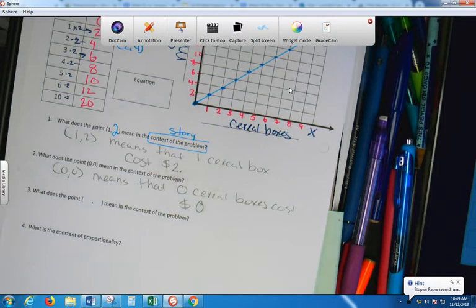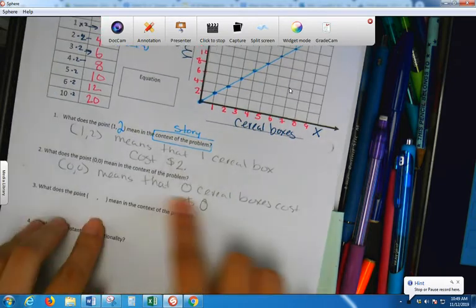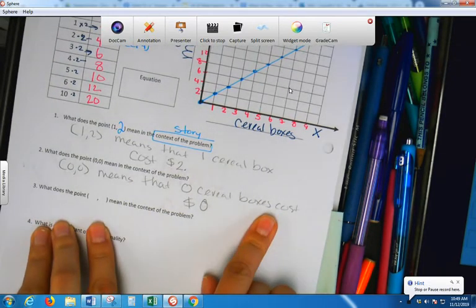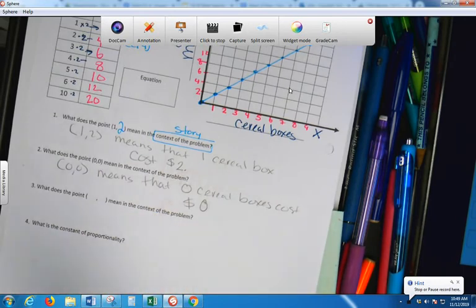Now, what do kids do? Kids write a couple of words. What does the point (0, 0) mean in the context of the problem? They'll write nothing. Like literally the word nothing. And that's wrong, and you just lost simple points. You have to tell me this first 0 stands for cereal boxes and the second 0 tells you the cost is $0. Literally write that down. Some of you might make the mistake of writing nothing, and no, don't do that.